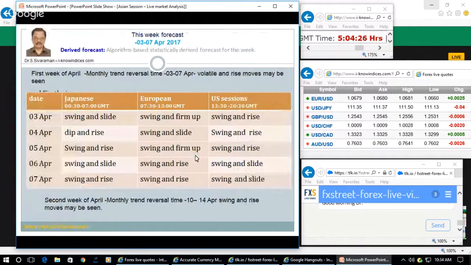First of all, the forecast. So it is the first week of April. So monthly trend reversal moves are expected. So one has to be cautious, and it is better to do the swing trades exclusively within the session so that we will have a definite profit. Even though the profit might be less, still you'll have a definite profit if you follow the session-wise forecast.